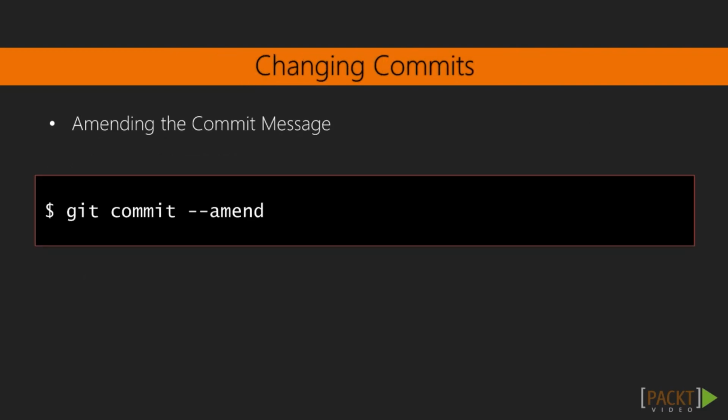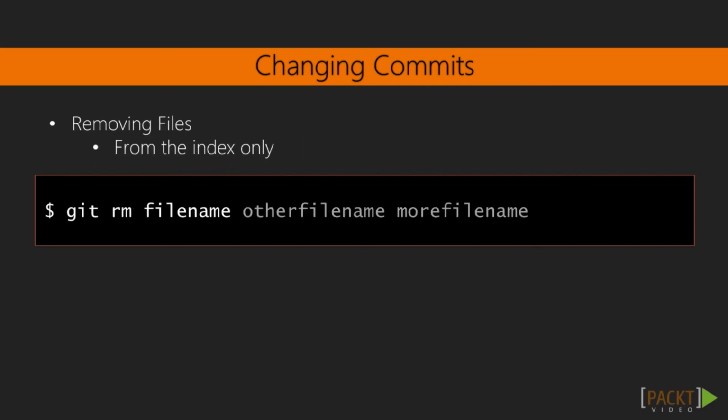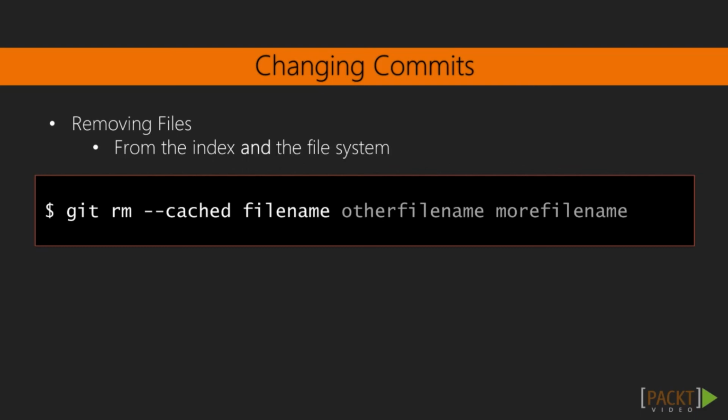Changing commits. The commit command with --amend will open your editor and permit you to edit the commit message of your last commit. You can also use the -m to accomplish this on one line without opening the editor. Git rm file name will remove the file and tell Git to stop tracking it. But if you simply want to take a file out of the index without actually deleting it, add the --cached switch.